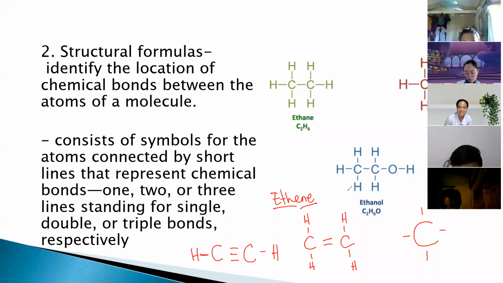Okay, questions about the structural formula? None. Okay, so let us continue. That's the second one.